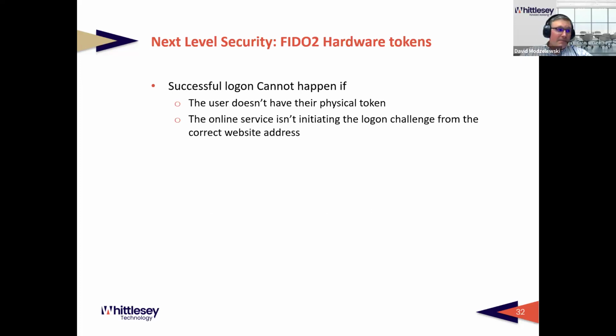So basically, they cannot log on to the service if they don't have their token, or the online service isn't initiating the logon challenge from the correct website address. So that website address is a key component of how this works. It prevents the user from signing on when they're using one of these hardware tokens if they're at a website that's not coming from the expected service provider's address. So that's how it prevents the MFA bypass.